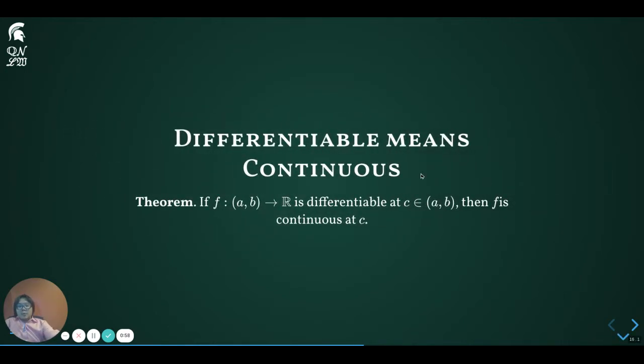The first statement we will prove is that differentiability is stronger than continuity. More precisely, if a function is differentiable at a point c, then it must also be continuous at the same point c. If you think back to the examples given in the first lecture, the fact that the step function is not continuous at the origin means, by the contrapositive of this theorem, that the step function is also not differentiable at the origin.